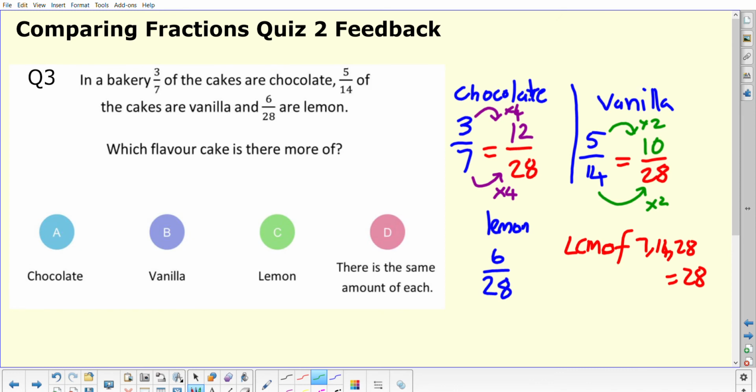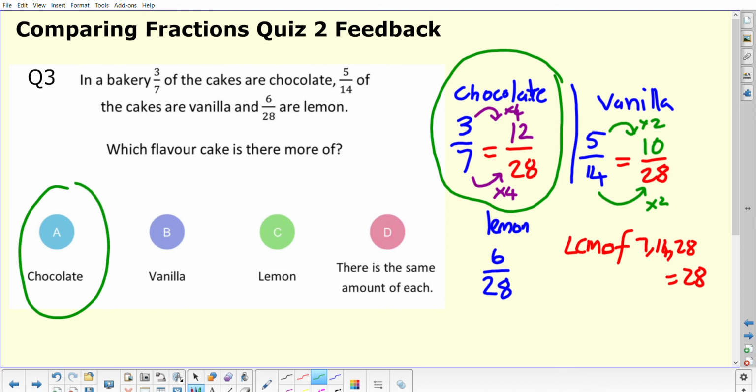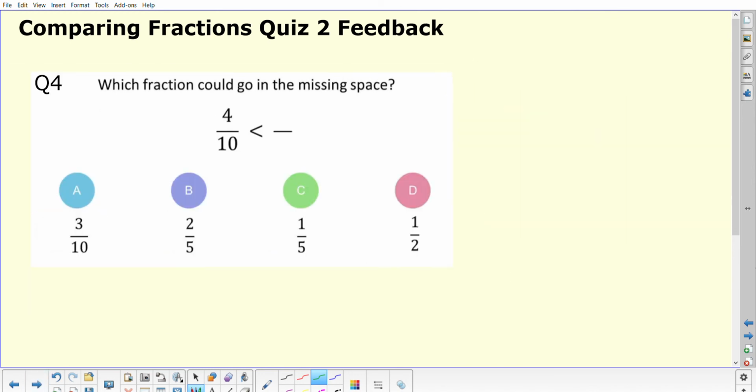So which flavour cake is there more of? And the answer would be this one here, the chocolate cake. So answer A would have had more of that. So this all comes down to using equivalent fractions to compare.